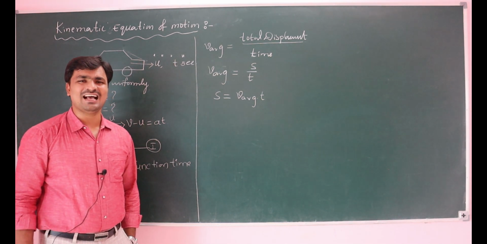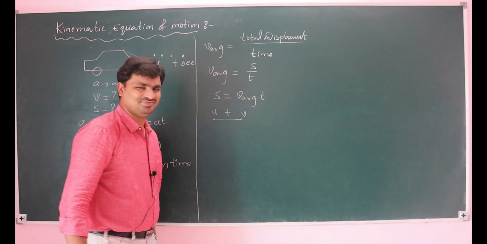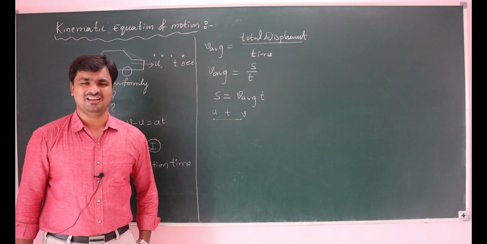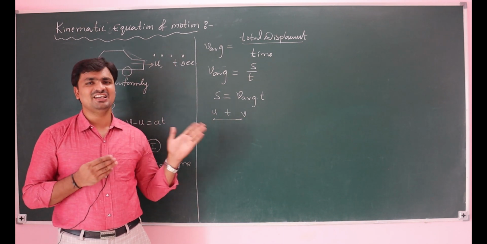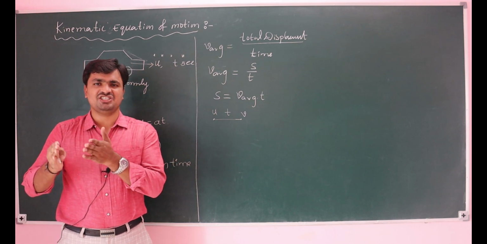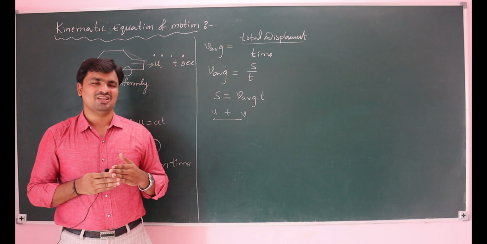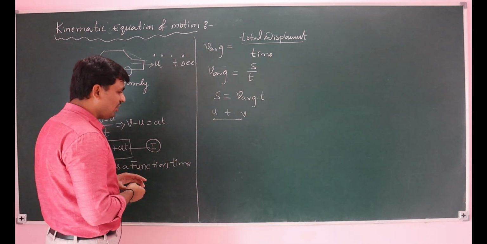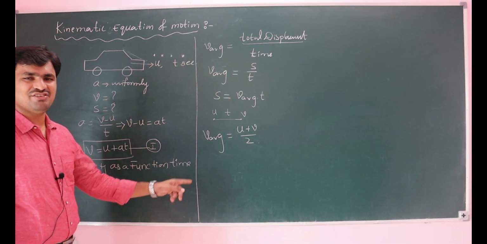What is the average velocity? Initial velocity u, and after t seconds, final velocity v. But which average do we need to take, distance average or time average? According to the definition of uniform acceleration, which is equal change in velocity in equal intervals of time, we have to take the time average. According to the time average formula, it is initial plus final by 2, that is (v1 plus v2) by 2.